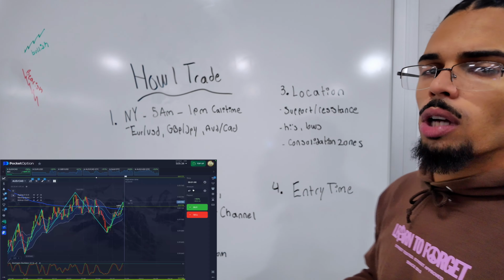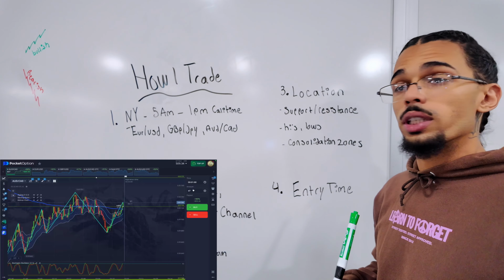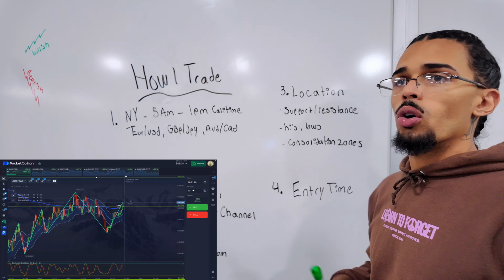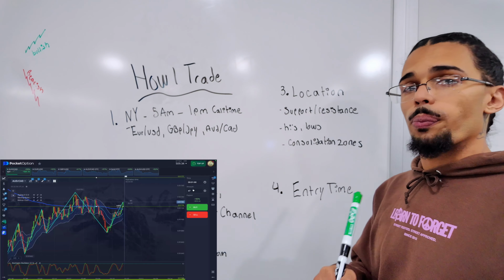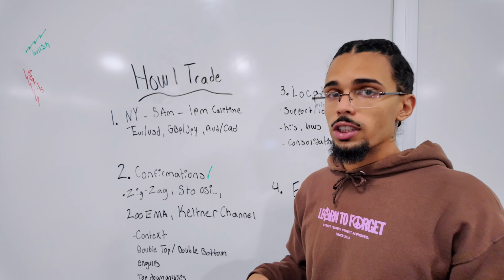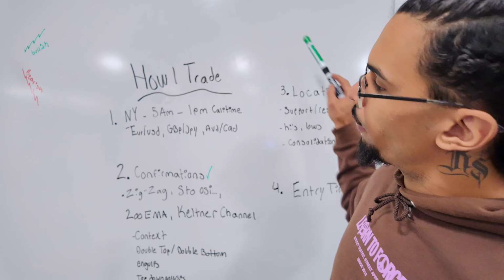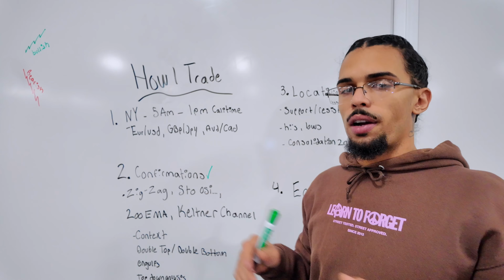The fourth thing we're going to talk about is our location. Are we supporting and resisting at this location? Is price holding? Are we at a high? Are we at a low? How can we use location as an indicator to see what price previously did? And then the last and final thing, entry time. Make sure you have everything added up that we just talked about in your strategy, in your confirmations.